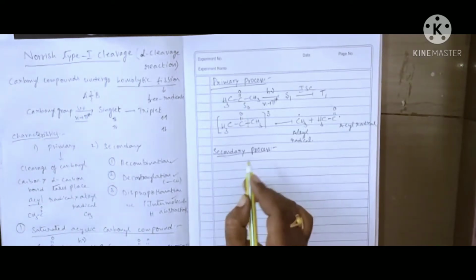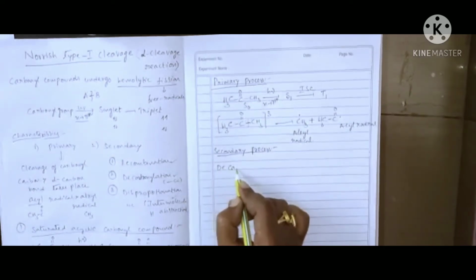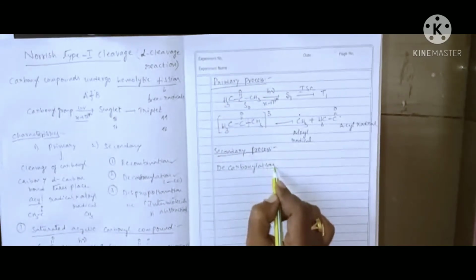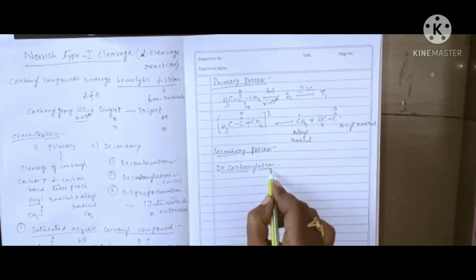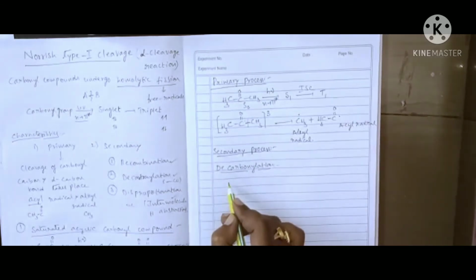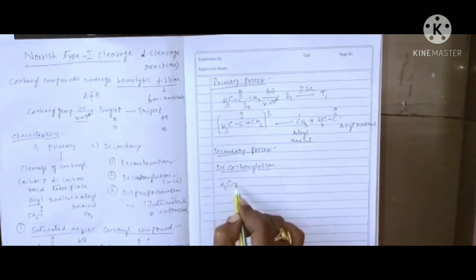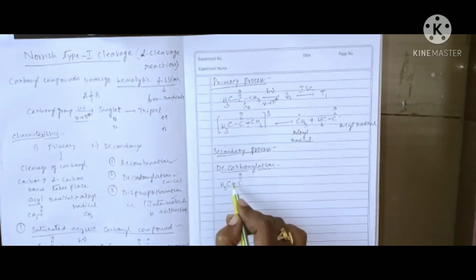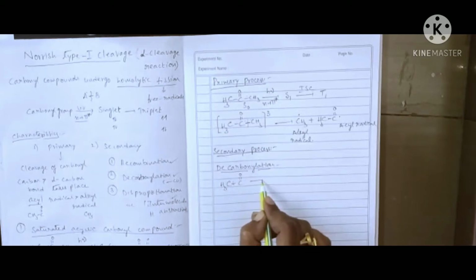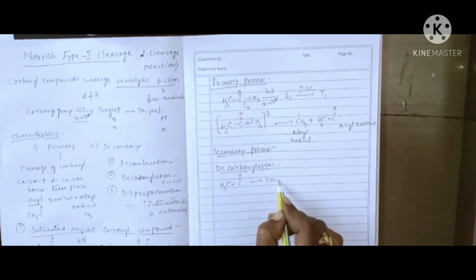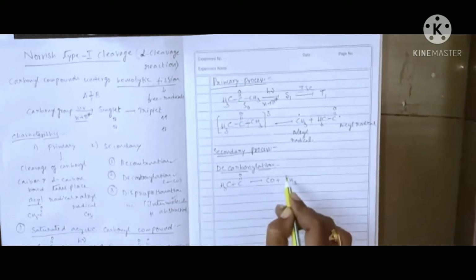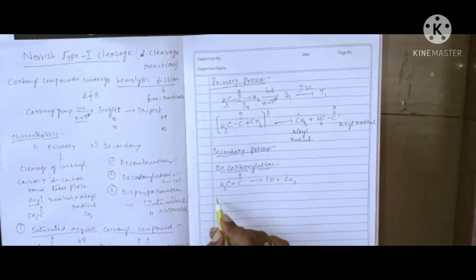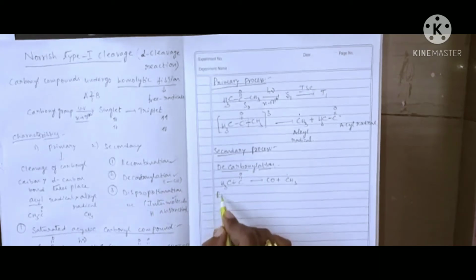So first of all, we can take any example. I am taking decarbonylation. Decarbonylation means elimination of carbon monoxide. So here first of all take the acyl radical, CH3 C double bond O radical, and then homolytic bond fission takes place. Then what happens? CO plus CH3 radical is formed. Okay. So this is decarbonylation, and the next one is recombination.